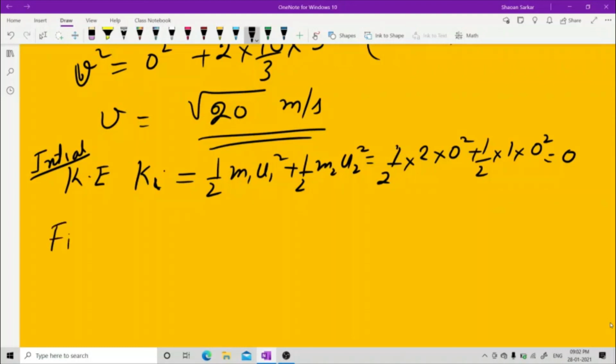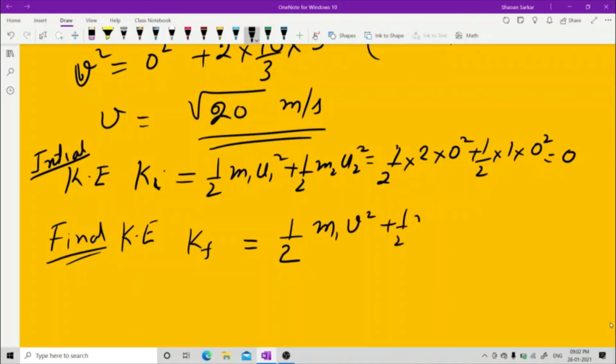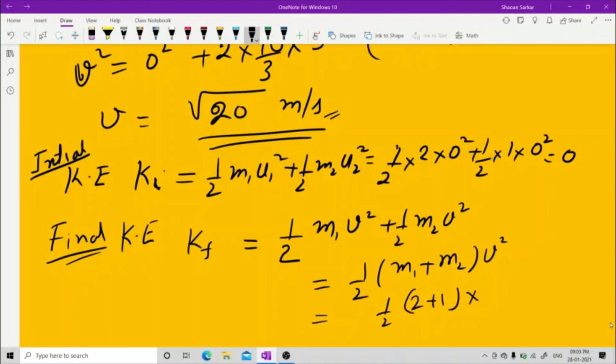Now the final kinetic energy is K final. They will both move together with the same velocity v: half m1 v square plus half m2 v square. Now they have the same acceleration. This is equal to half (m1 plus m2) v square. V square we found out is 20, so half into (2 plus 1) into 20, and this is nothing but 30 joules of the system.